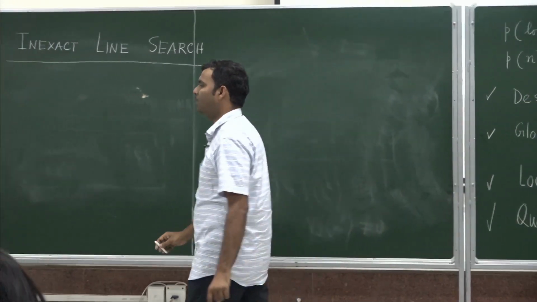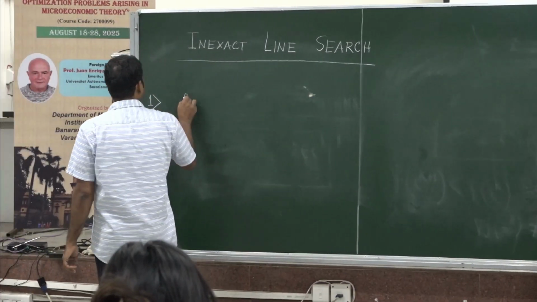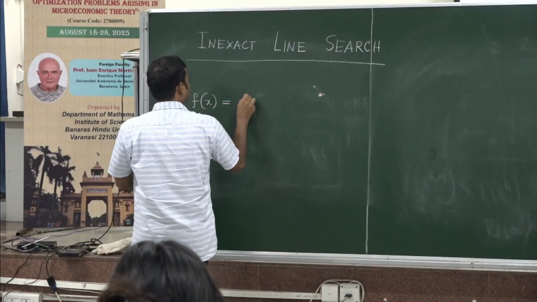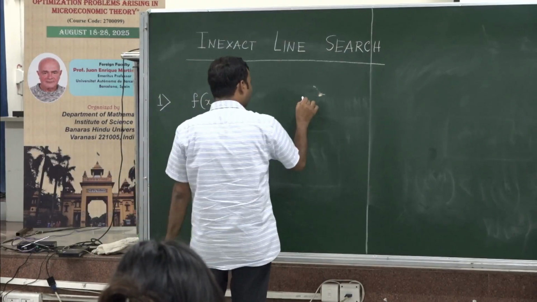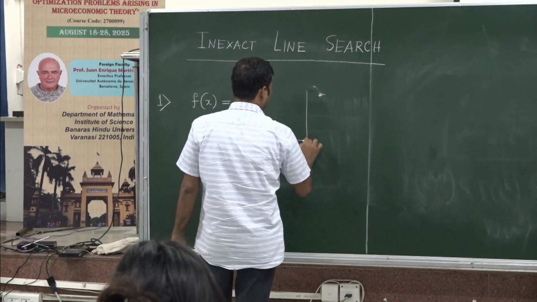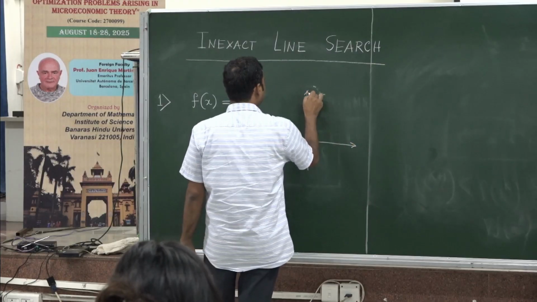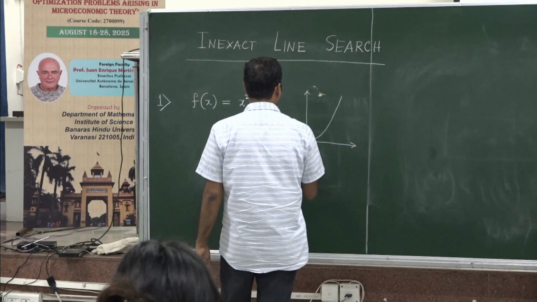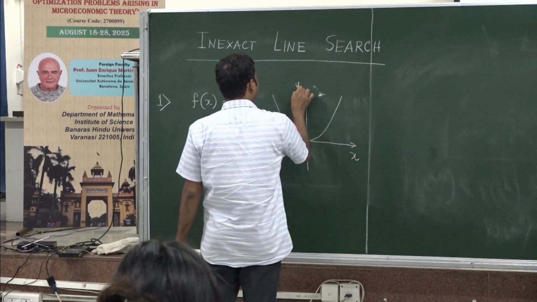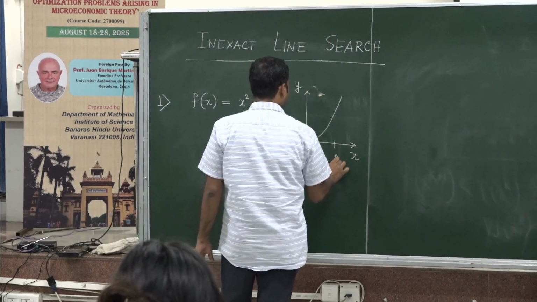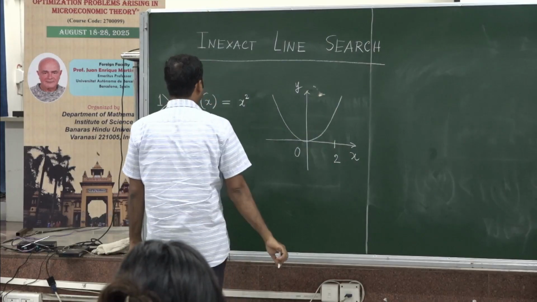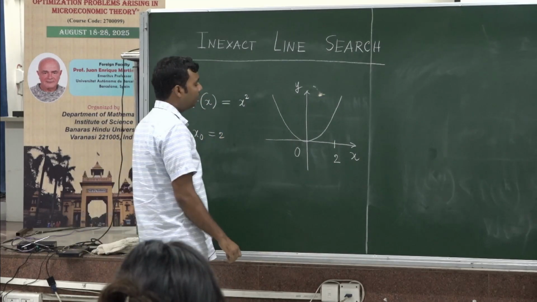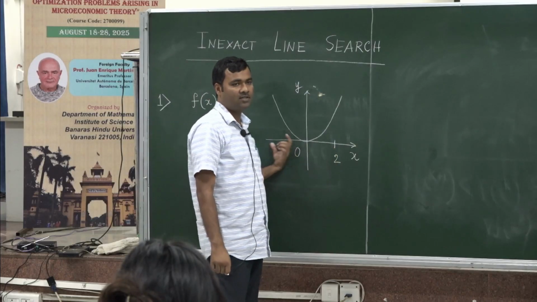For an example, take a simple one: f of x is equal to simply x squared, a one variable function, and you start from, let's suppose, 2. Then at the point 2, my initial point is equal to 2, you notice that a descent direction is this negative direction, is it not?